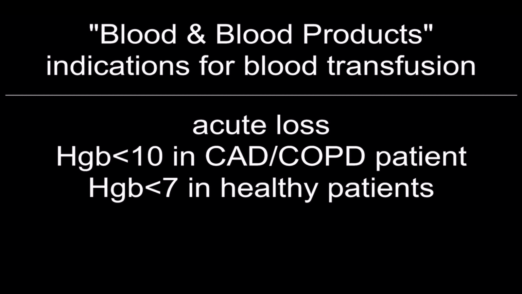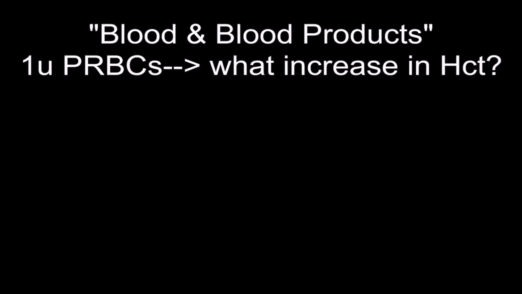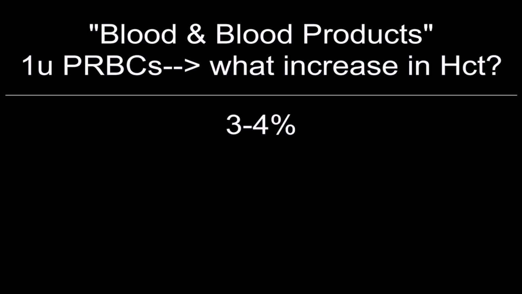What indications are there for blood transfusion? Acute blood loss, hemoglobin less than 10 in CAD and COPD patients, and hemoglobin less than 7 in healthy patients. One unit of packed RBCs leads to what increase in hematocrit? A 3 to 4% increase in hematocrit.